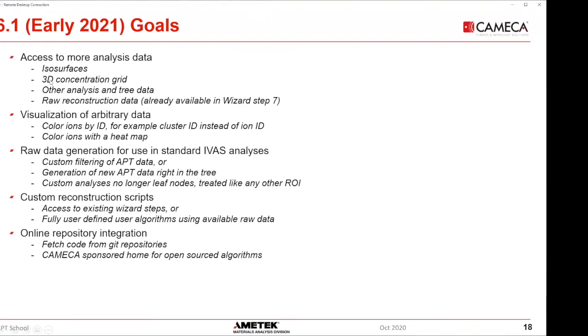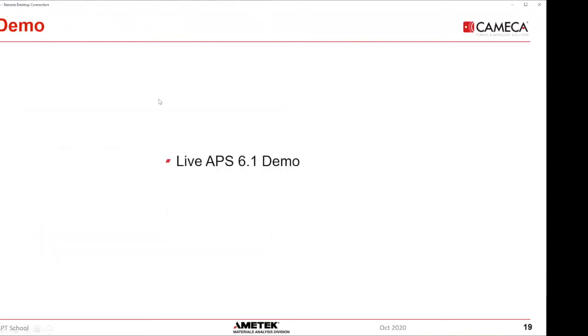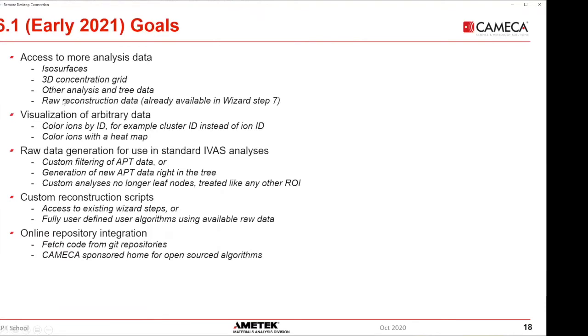Also, access to the grid, so that's a voxel grid of concentration data or whatever you choose, and basically, hopefully anything you want. And also, as I showed already, that entire list of various columns will be available in 6.1. Coming also is this visualization of arbitrary data that I've already talked about. So being able to color not just based on ion type.